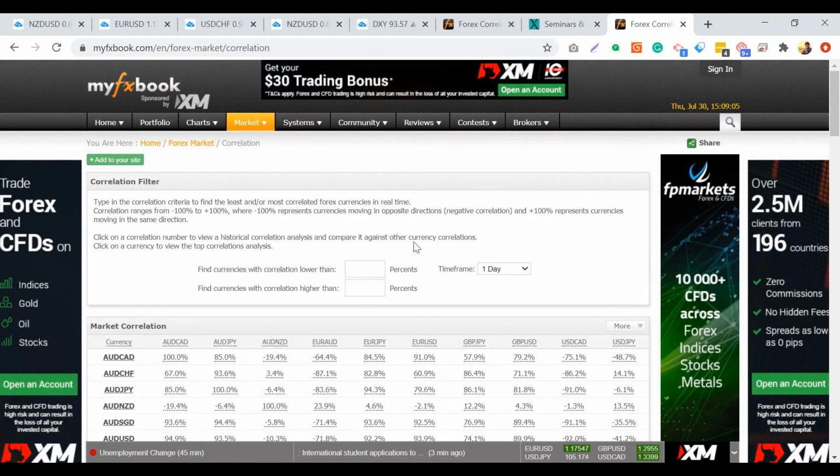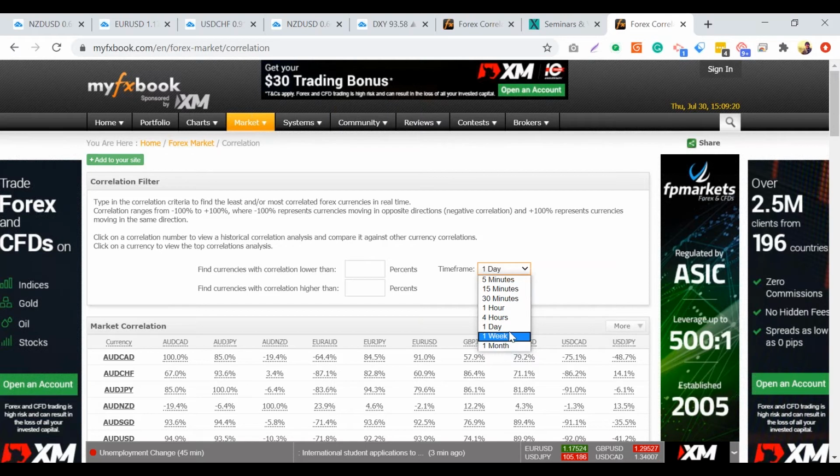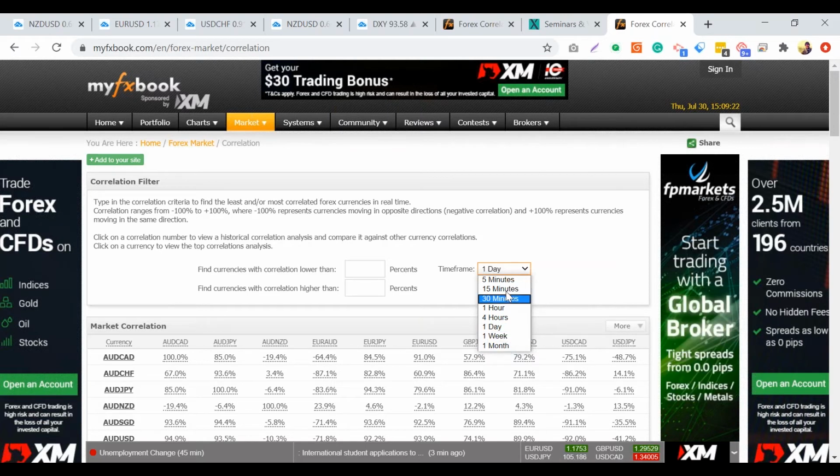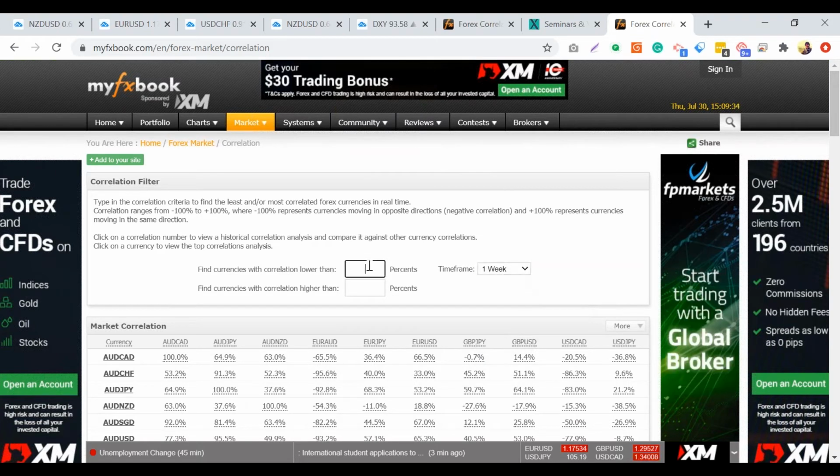Let me explain how to use this. There's a time frame, so you want to look for correlations, how strong or weak they are, across the past few minutes, days, weeks, or months. Let's say for today, for the last 24 hours, or for the last week, I want to look for correlations that are higher than 90%.